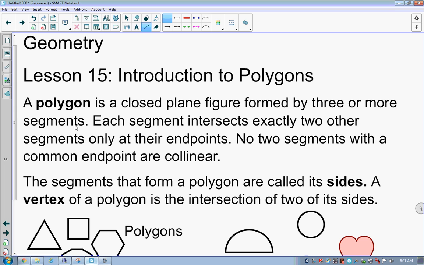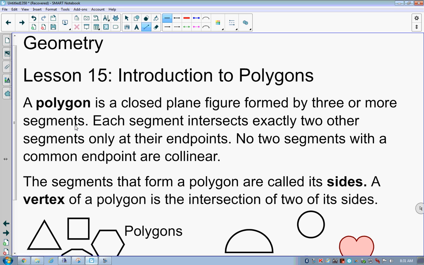We're going to talk about polygons. We had an introduction to triangles the other day. Today we're going to talk about polygons. A polygon is a closed plane figure formed by 3 or more line segments. Okay, line segments, which means all of my sides are going to be straight. Each segment intersects exactly 2 other segments only at their endpoints, so there's no overlap, there's nothing excess outside of it, it's all closed. No 2 segments with a common endpoint are collinear, which means we're not using an endpoint and then going on to make a longer line for some reason.